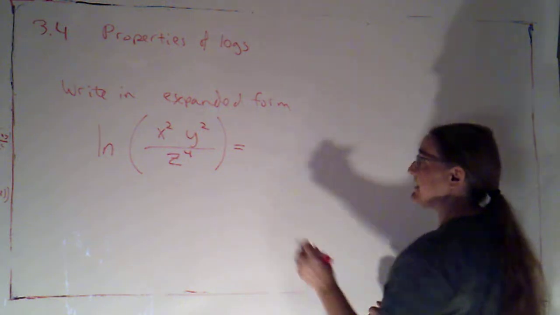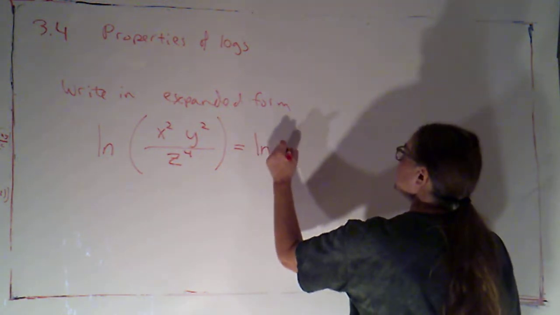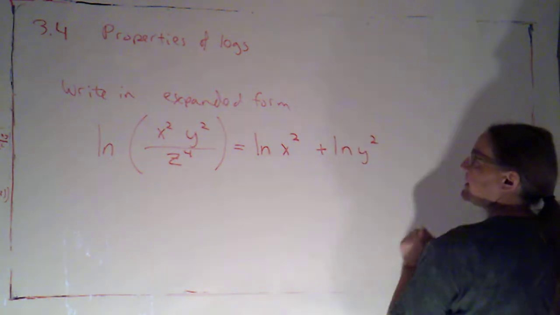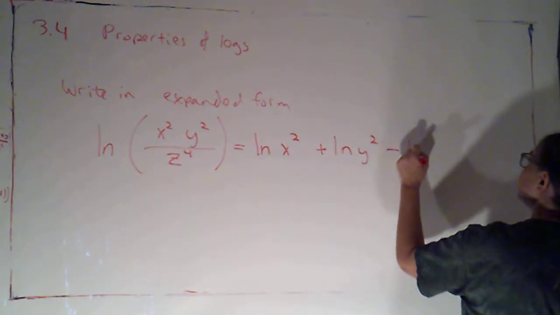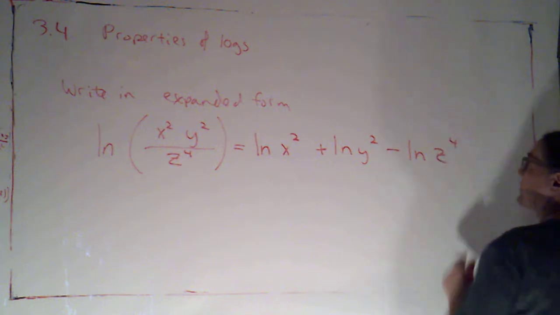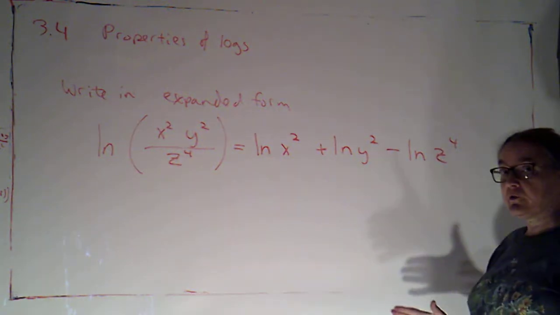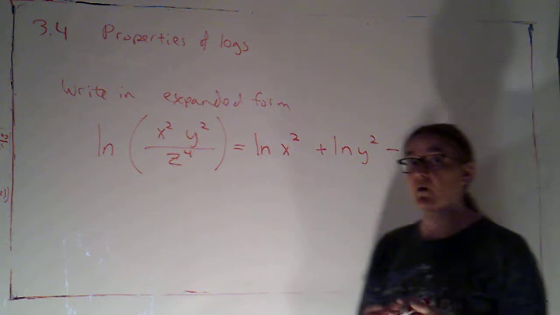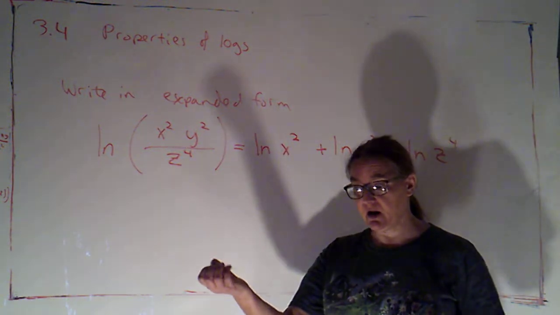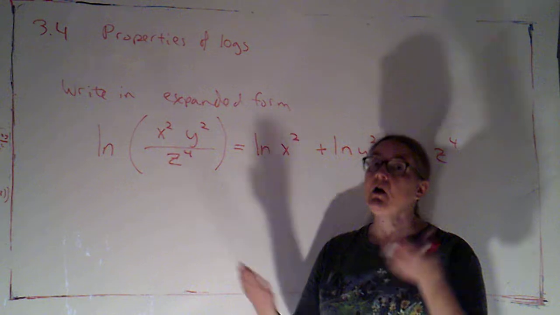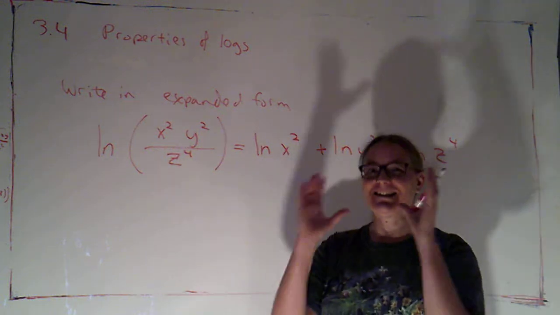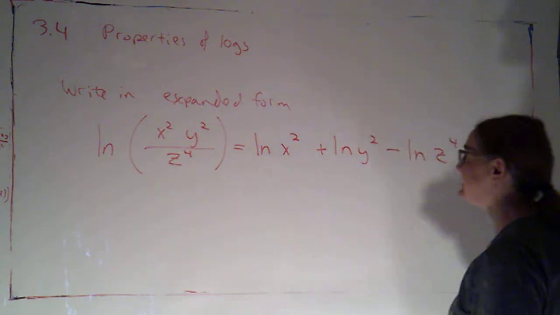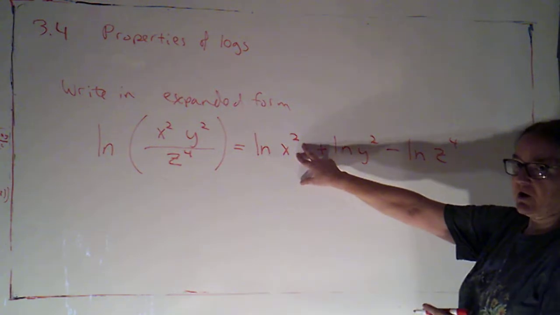If it's on bottom, it gets a negative log. So this would be the natural log of x squared plus the natural log of y squared minus the natural log of z to the fourth. But the rule for expanded form is that I want my arguments to be as simple as possible, so I always want to have just a single number or a single variable or occasionally a single addition or subtraction problem because we can't simplify those things. I don't want to have this power here.